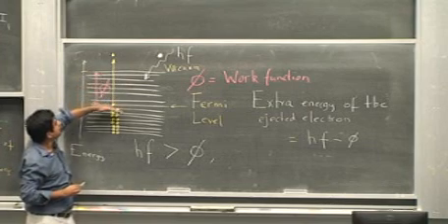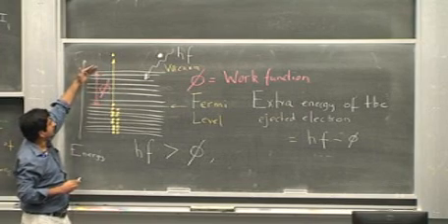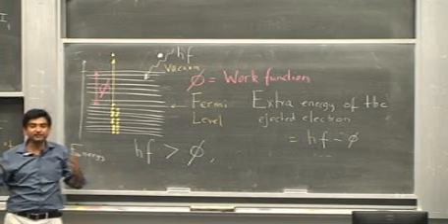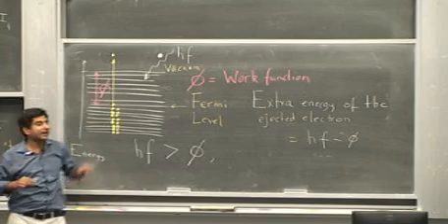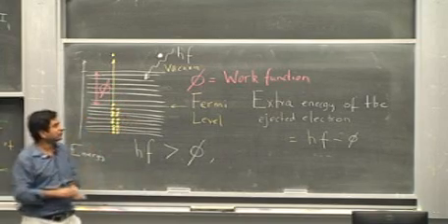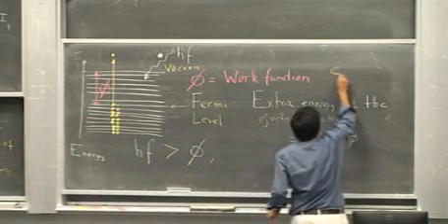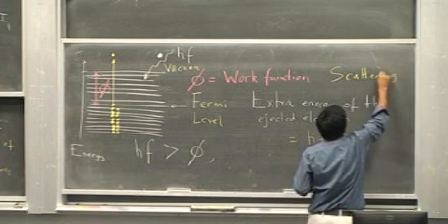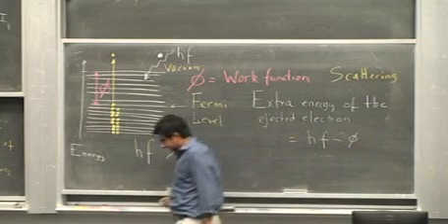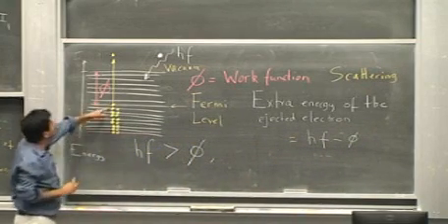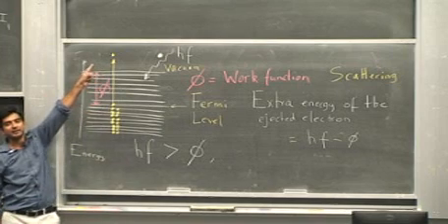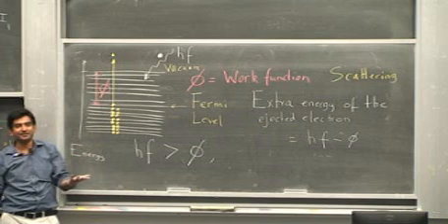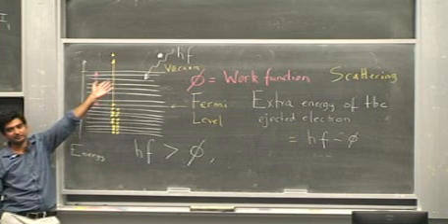It will lose some of its energy in scattering processes. It will collide with other electrons. It will collide with the ions inside the metal. So there is some scattering that is going on. So not all of the electrons will be ejected. Some of the electrons will not have enough energy after scattering, enabling them to be ejected.